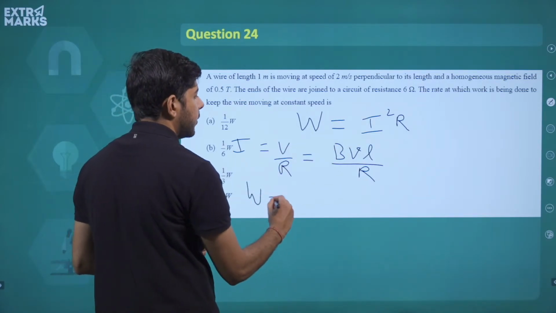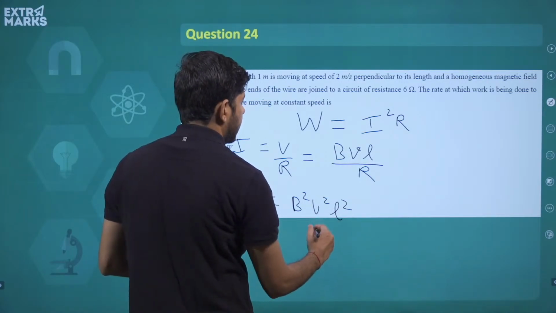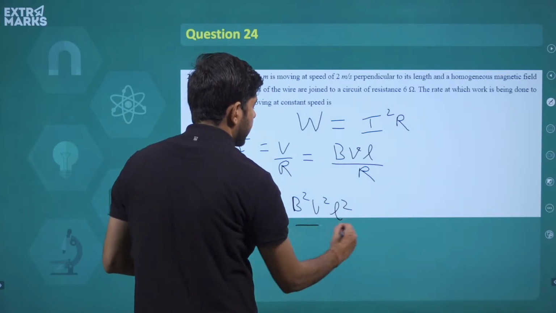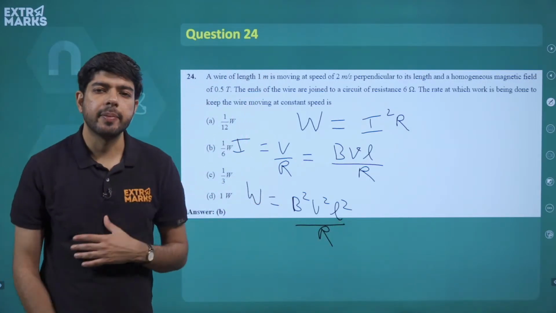So work done is going to be B square, V square, L square, and divide by R square into R, so divided by R. That is your answer. So put the values, and now it is pretty simple, I guess.